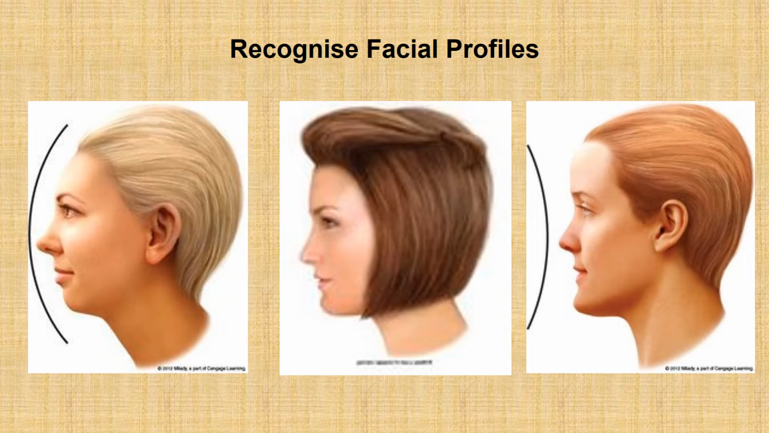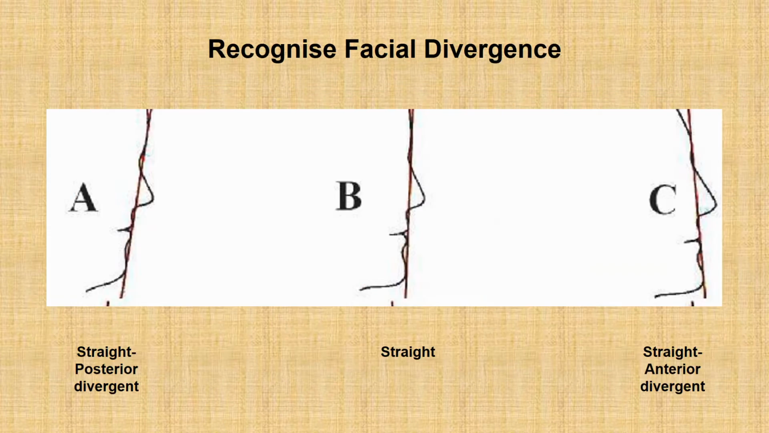Now, students should be able to recognize facial profiles. On your extreme left, what you see is a convex facial profile, and on your extreme right is a concave facial profile. And in the middle, you see what is known as a straight Class 1 facial profile. So Class 3 malocclusions present with a concave facial profile, as seen on the extreme right.